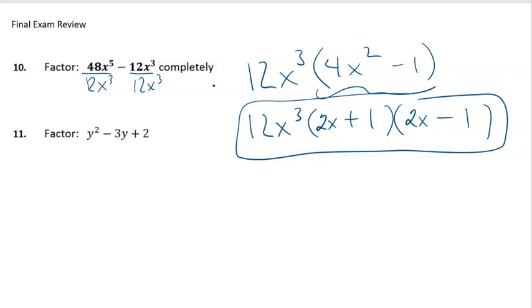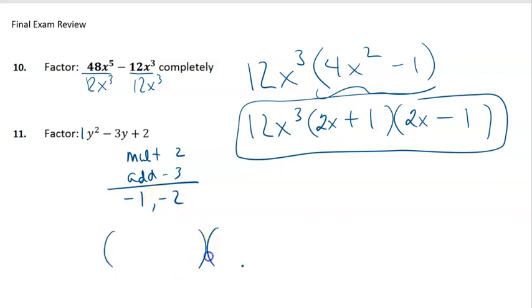Number 11 is a basic trinomial. Notice the leading coefficient is 1. I'm trying to find numbers that multiply to be positive 2 and add to be negative 3. Are there numbers that do that? Well, think about multiples. Don't think about things that add to be negative 3. Think about multiples of 2. The only thing that multiplies to give you 2 is 1 and 2. But they can both be negative, which would add to negative 3. So a negative 1 and a negative 2 would work.